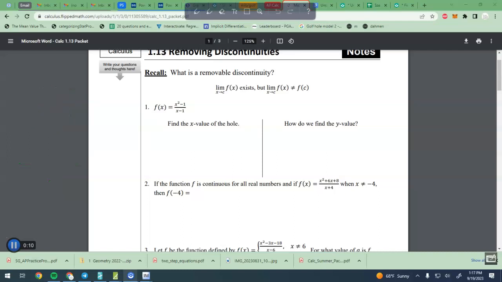So I look at this first one. Find the x value of the hole. On top I've got x plus 1, x minus 1. On the bottom I've got x minus 1. You do this different ways, so I'll talk through both. Some people would say, okay, those cancel. So the solution I get from that is a removable discontinuity.